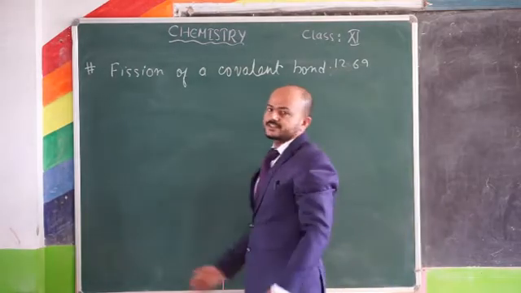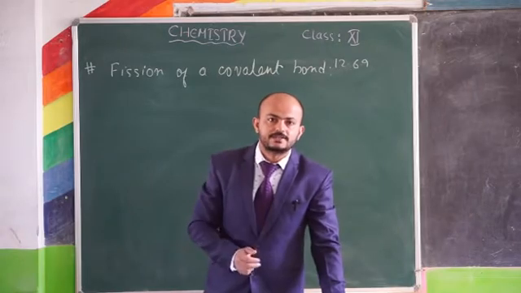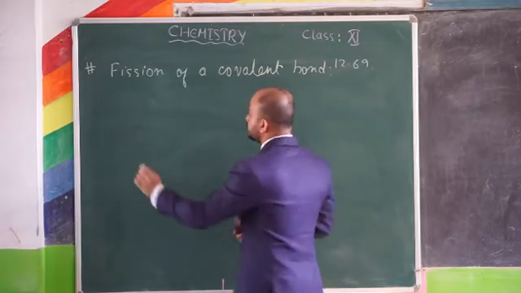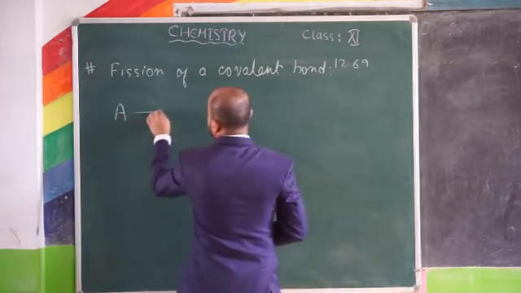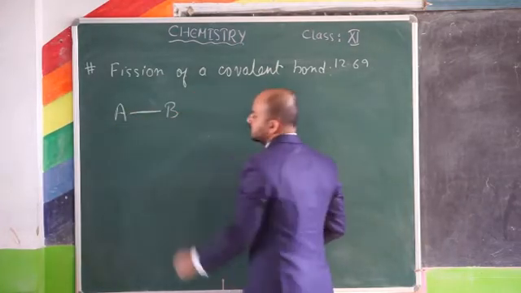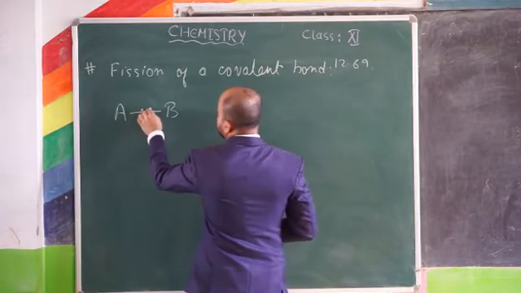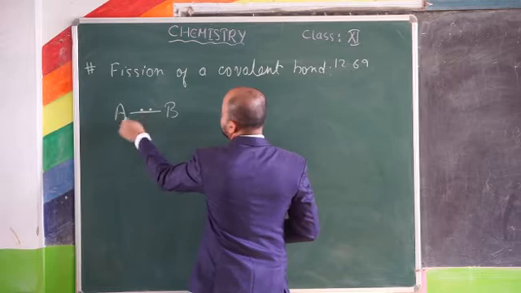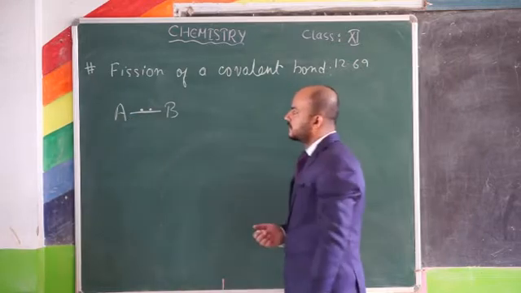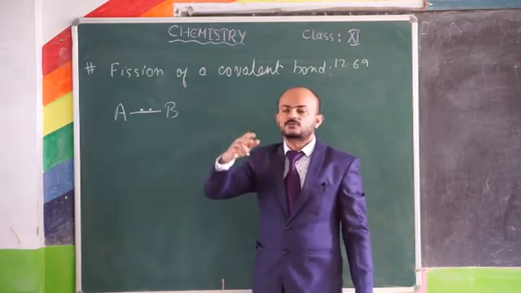Okay, so fission, by name itself you know it. Fission means breaking of a covalent bond. Suppose we have a bond, this is a covalent bond between A and B. Covalent bond means electrons will be present here, shared between A and B. Now there could be two types of fission of a covalent bond.